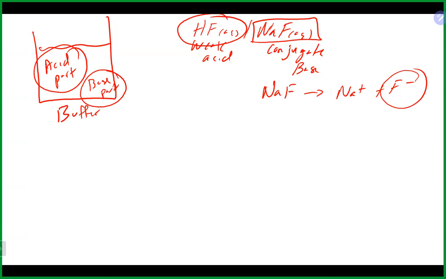The sodium there is just hanging out. It's really just a spectator ion. It's there to balance out the charge.